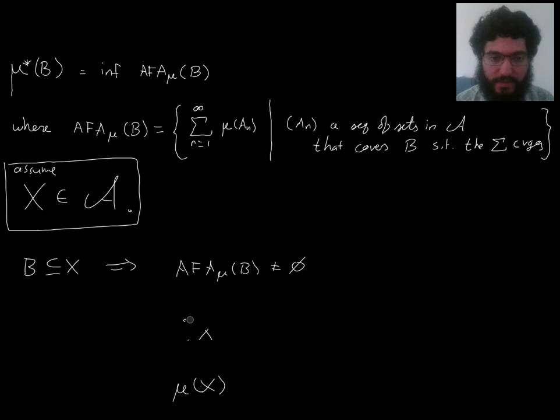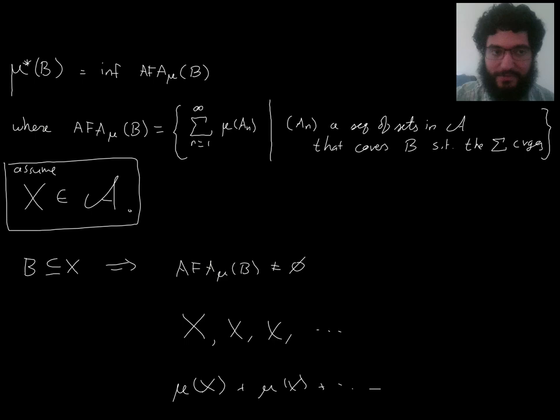Maybe the best thing you can come up with that's like just using x to cover it would be to repeat x like this in a sequence, x, x, x, x forever. But then the series would not converge necessarily, right? If mu of x is positive, then mu of x plus mu of x forever, that's probably not a convergent series, right? It's definitely not a convergent series if mu of x is positive.